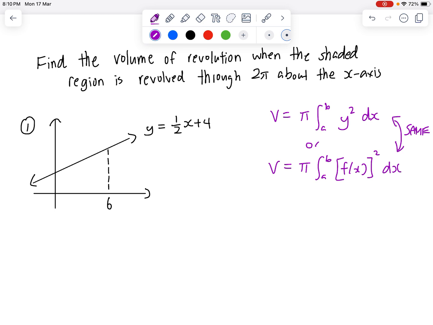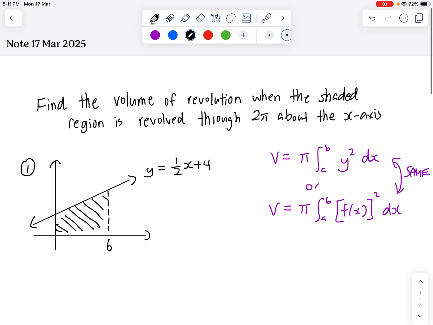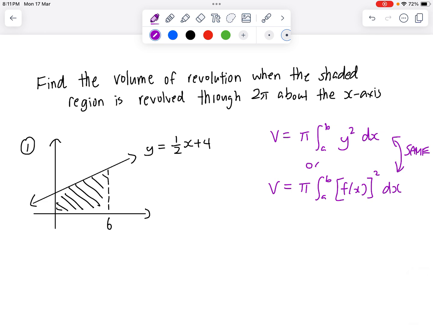So our first question, we see a graph, and it's y equals 1/2 x plus 4, so it's a linear function. And what we want to do is find the volume of revolution when the shaded region is revolved through 2 pi about the x-axis. So let me shade this, because this is what we actually want to find. So let me be clear on that. Revolve through 2 pi about the x-axis.